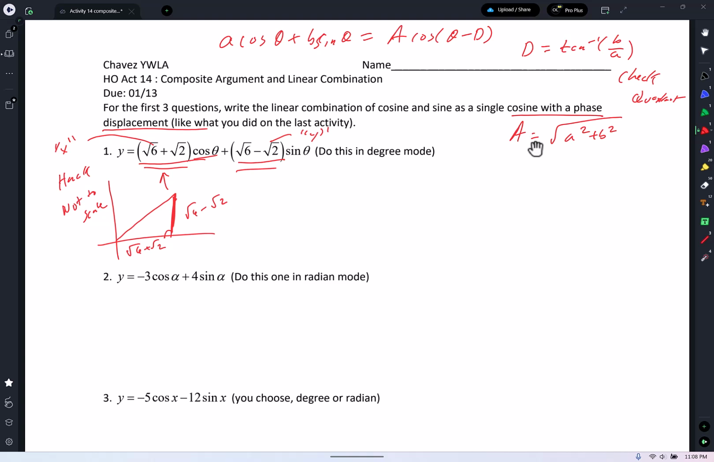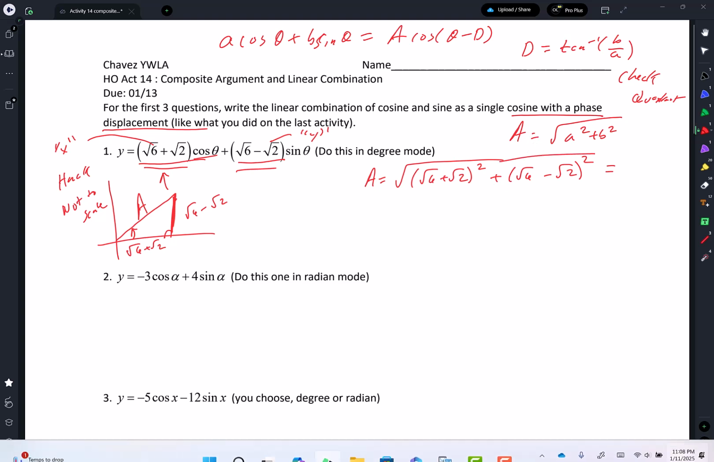So for your amplitude, you're just going to do the Pythagorean theorem. Your amplitude is that guy, and the angle D is the angle from the x-axis to that curve. The hypotenuse is the amplitude because it's a right triangle. It's just the square root of (square root of 6 plus square root of 2) squared plus (square root of 6 minus square root of 2) squared.